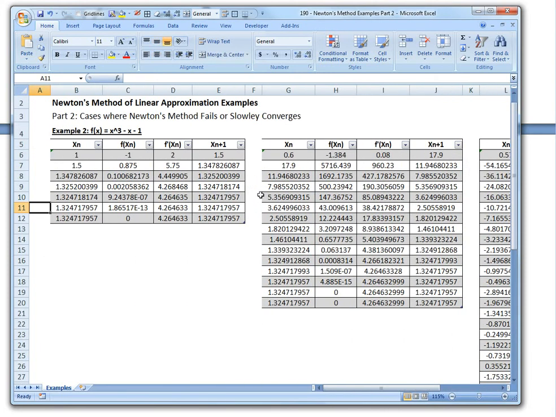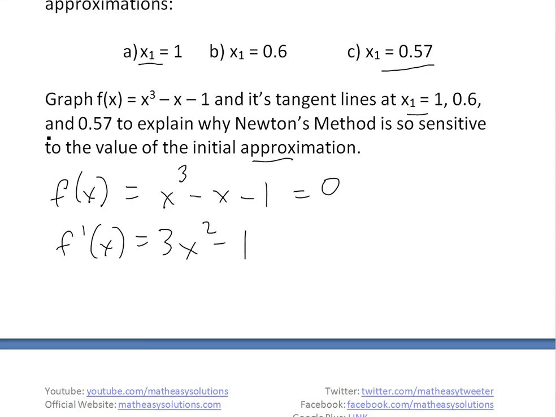And now I'll explain why. That's basically the second part of the question: graph this function and its tangent lines at x1, 0.6, 0.57 to explain why this method is so sensitive to the initial value.